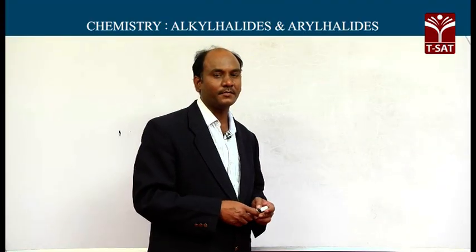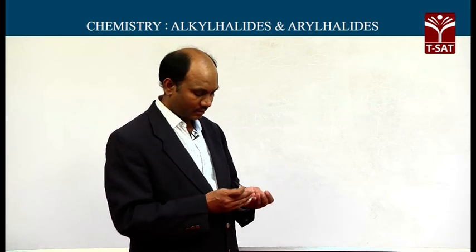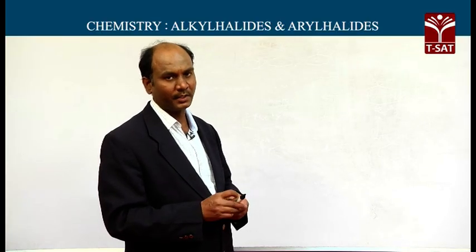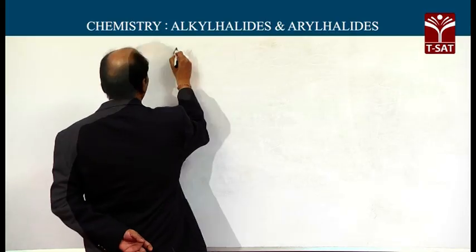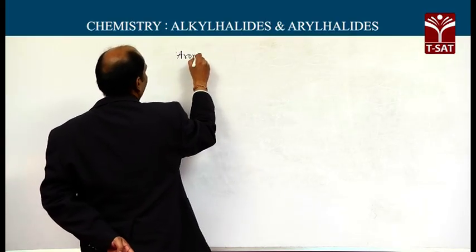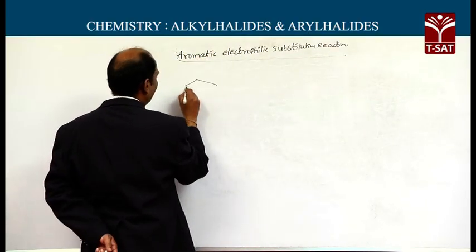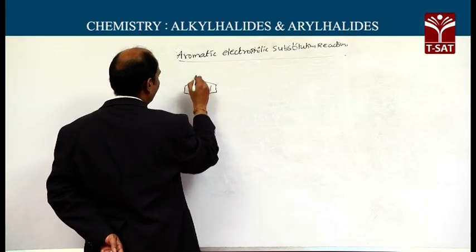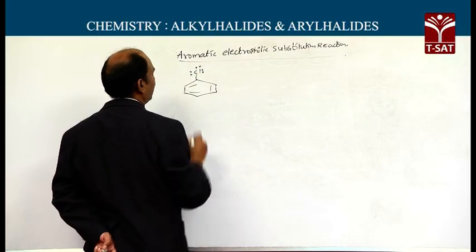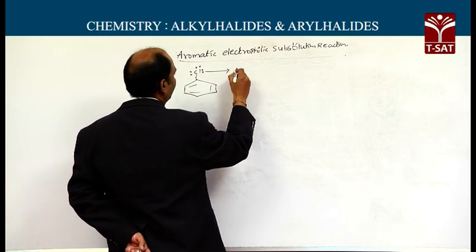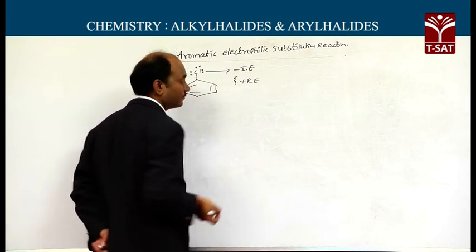After aromatic nucleophilic substitution reaction, now aromatic electrophilic substitution reactions: chlorobenzene also undergoes aromatic electrophilic substitution reaction. So, these are the aromatic electrophilic substitution reactions of chlorobenzene. If you observe this chlorobenzene, chlorine is having lone pairs. Here chlorine is having two types of effects, one is minus inductive effect and the other is plus resonance effect.